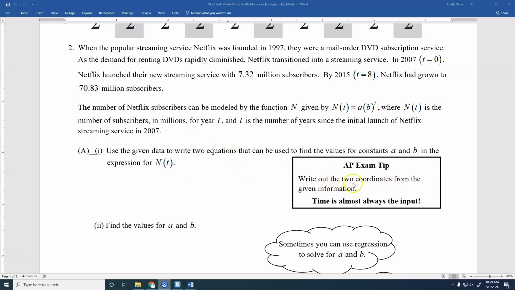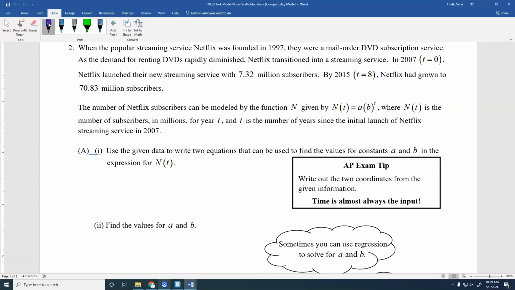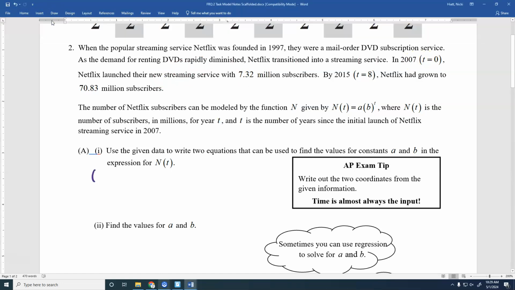Write out the two coordinates from the given information. Time is almost always the input. It's the input here. So in 2007, you had 7.32 million subscribers, so we're going to write a point for that. 2007 is going to be time equals 0, and we got 7.32 million subscribers. And then 2015 is T equals 8, and you had 70.83.